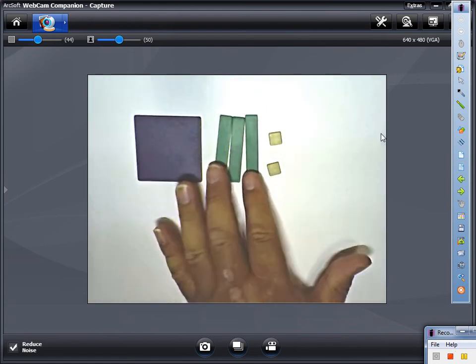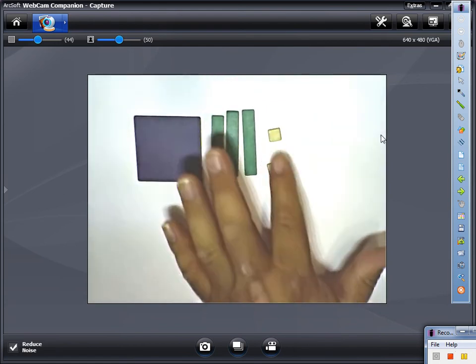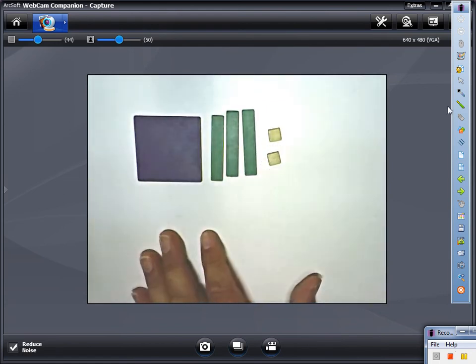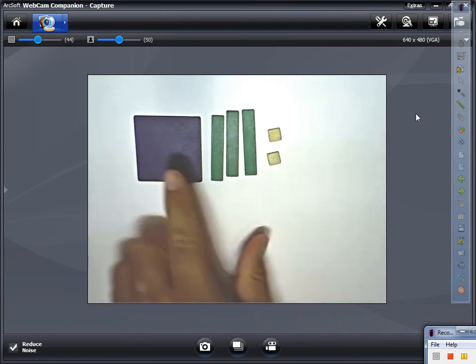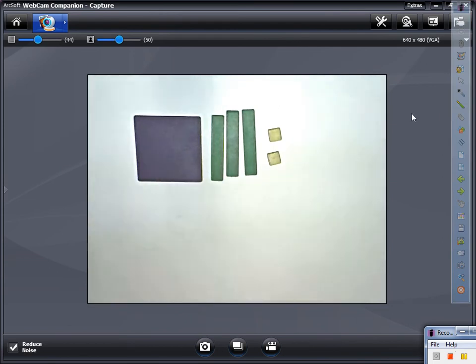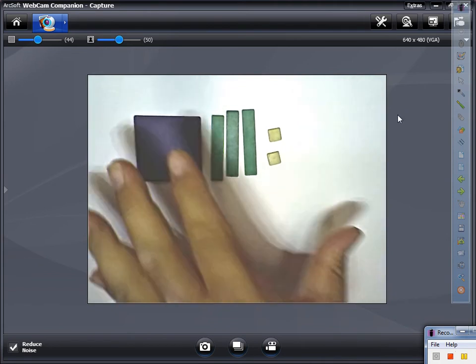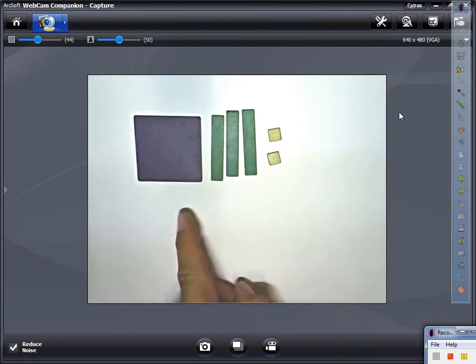One big square, 3 rectangles, and 2 yellow. So what do we have in front of us? X squared plus 3x plus 2. Are we there so far? Okay, next. With those same tiles that we have in front of us, these.